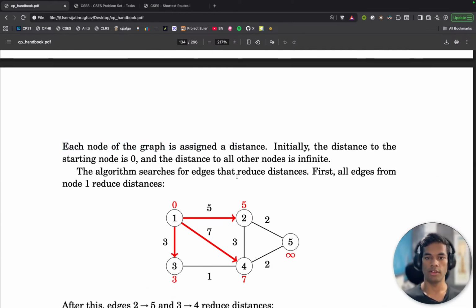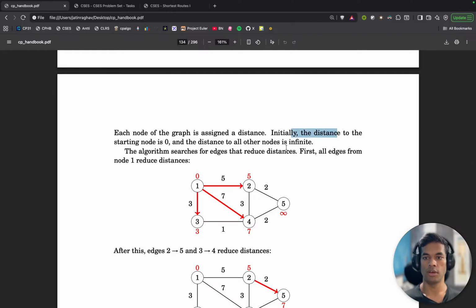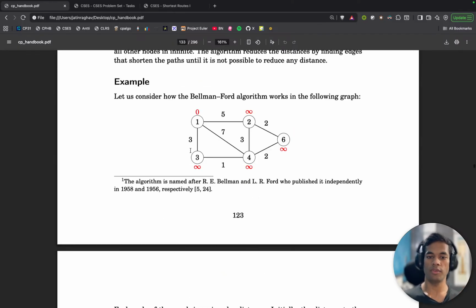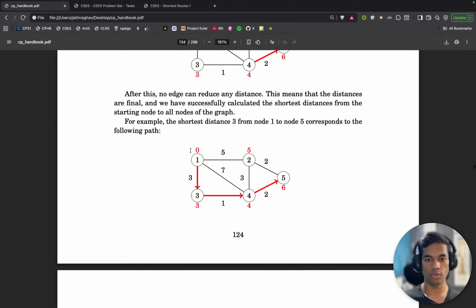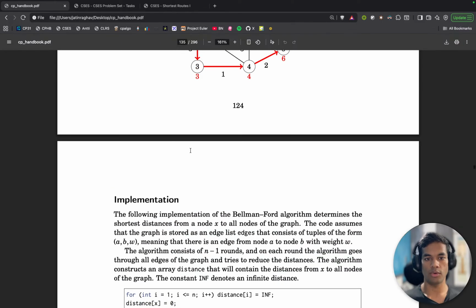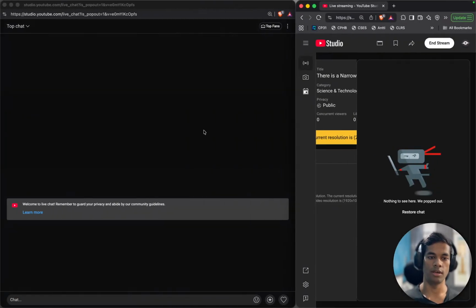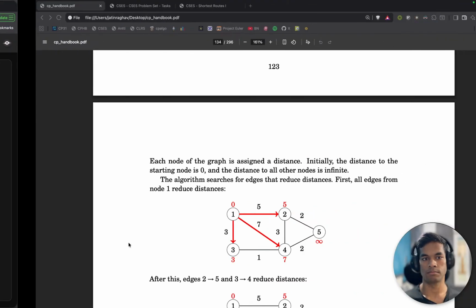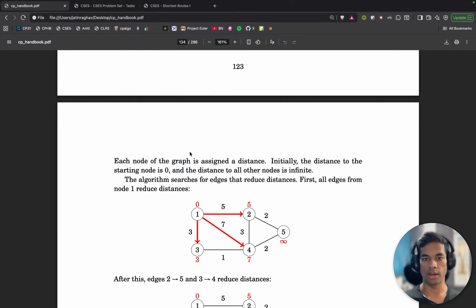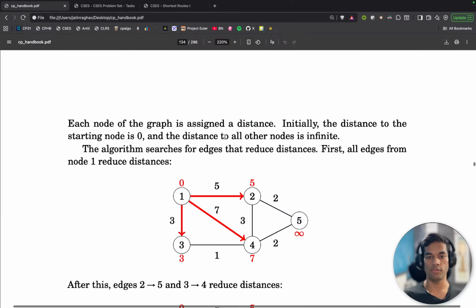Each node of the graph is assigned a distance initially. Okay, let's go through the theory for this thing, and without going through the implementation, we will implement it on our own, and that would be pretty nice. Each node of the graph is assigned a distance. Initially, the distance to the starting node is 0 and the distance to all the other nodes is infinite. Yes, we did see that.